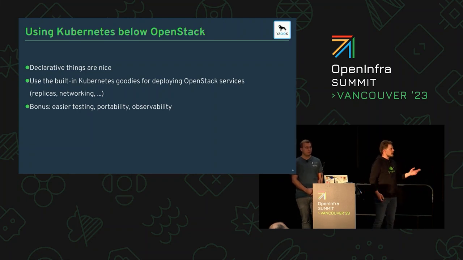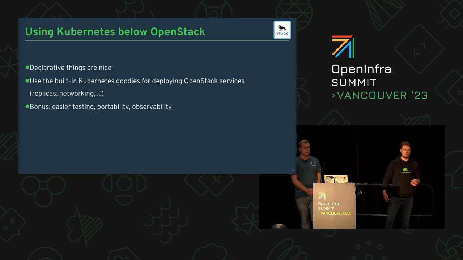The question is, why use Kubernetes for OpenStack? I mean, the idea is not new. We saw it at the summit a lot already, but still, OpenStack is really stateful, and Kubernetes likes to kill pods. So why do that?